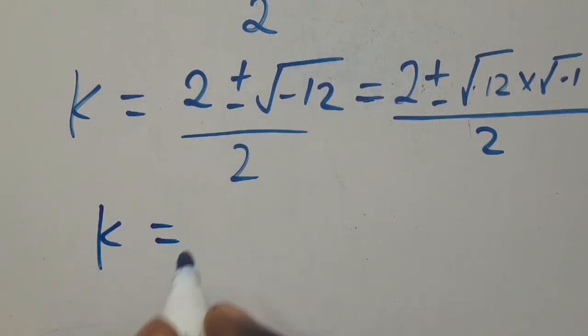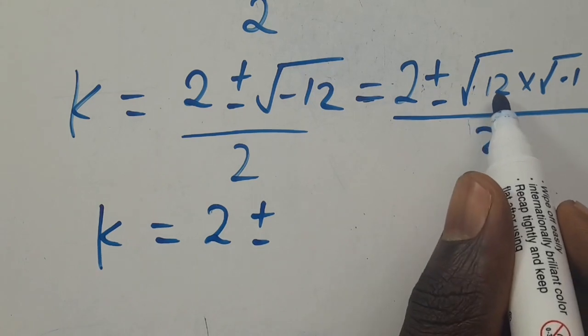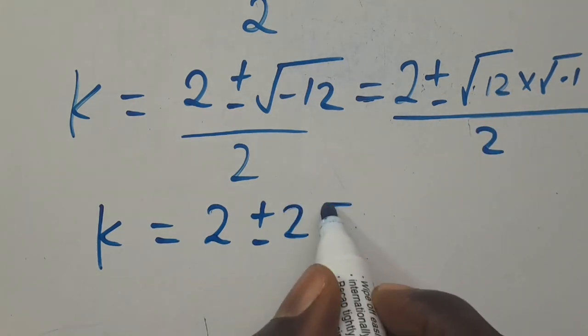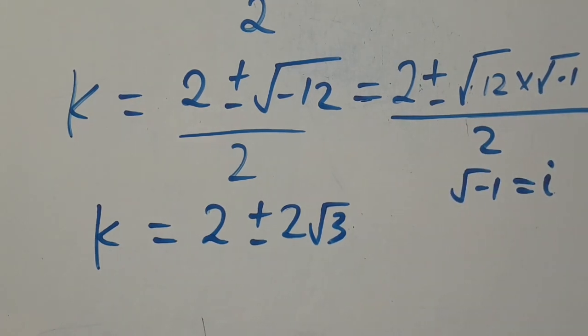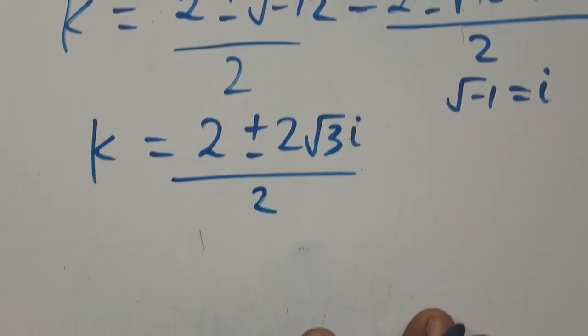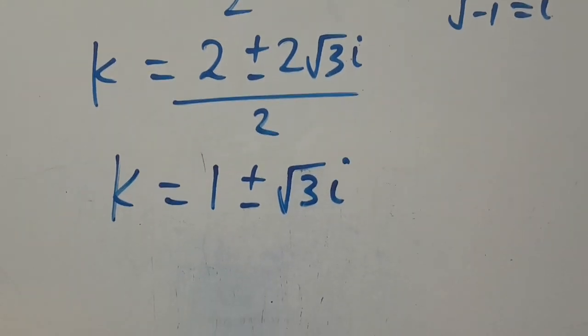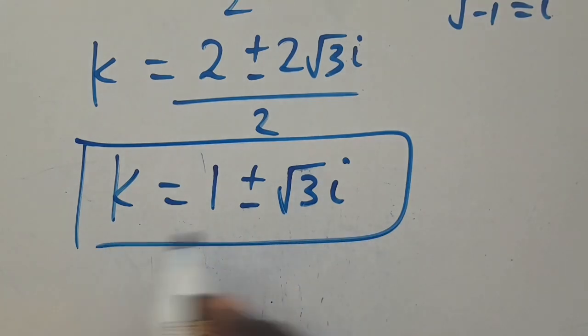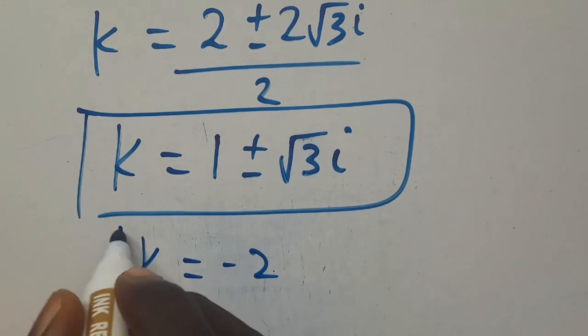We have our k to be equals positive or negative. Root of 12 will give us 2 root 3. Then root of minus 1 equals i in a complex space. Here will be root 3 i divided by 2. So we have our k to be equals, this divided by this will be 1, positive or negative. This divided by this will only have root 3i. So we also have another solution to be this, but this is a complex solution. But we have the first degree solution to be minus 2 as this.